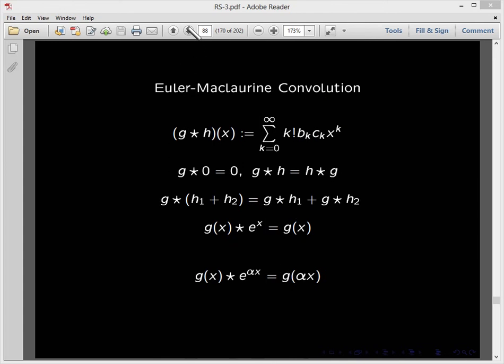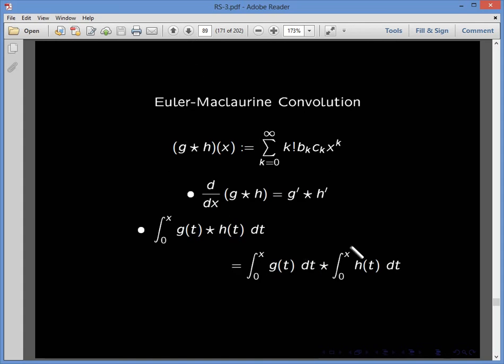And what I was surprised about this convolution that I defined, which I call the Euler-Maclaurin convolution, is the following. So here's a definition, and here's a surprise. If you differentiate g star h, you end up with g prime star h prime. You don't see many operations that behave this nicely with a differential operator. So that was a bit surprising. That is something I want you to try.